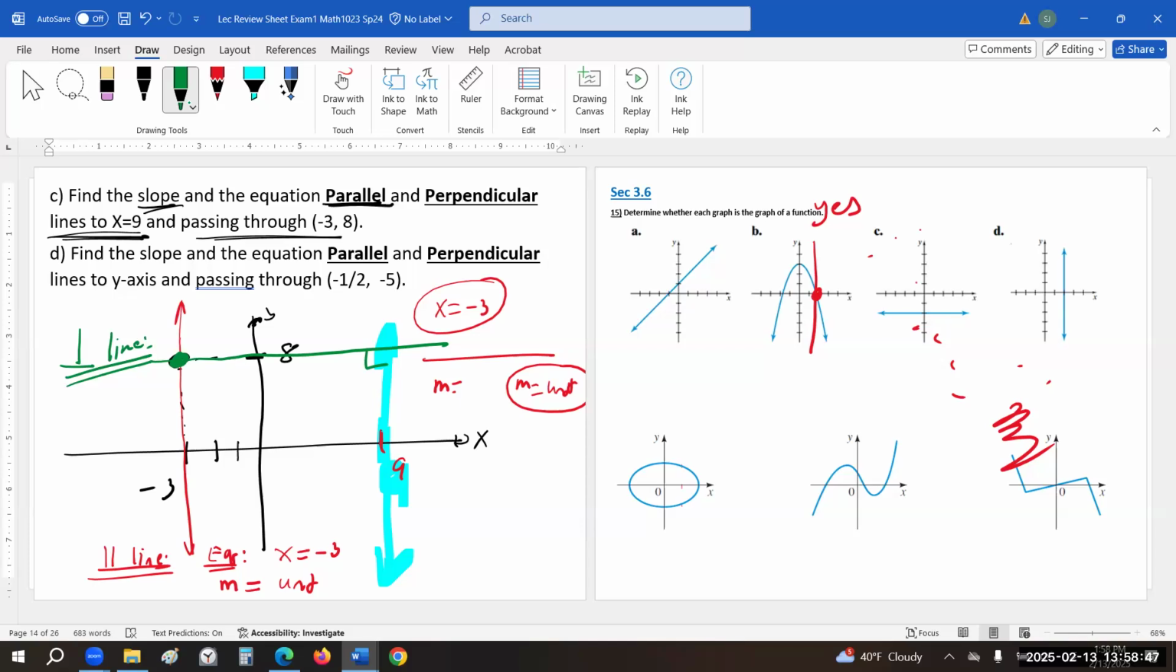Now for this perpendicular line, what is the equation of this line? What's the y value you see? 8. Y equals 8. And what's the slope of any horizontal line? 0. See? You're not doing any math here. So these are fun questions.